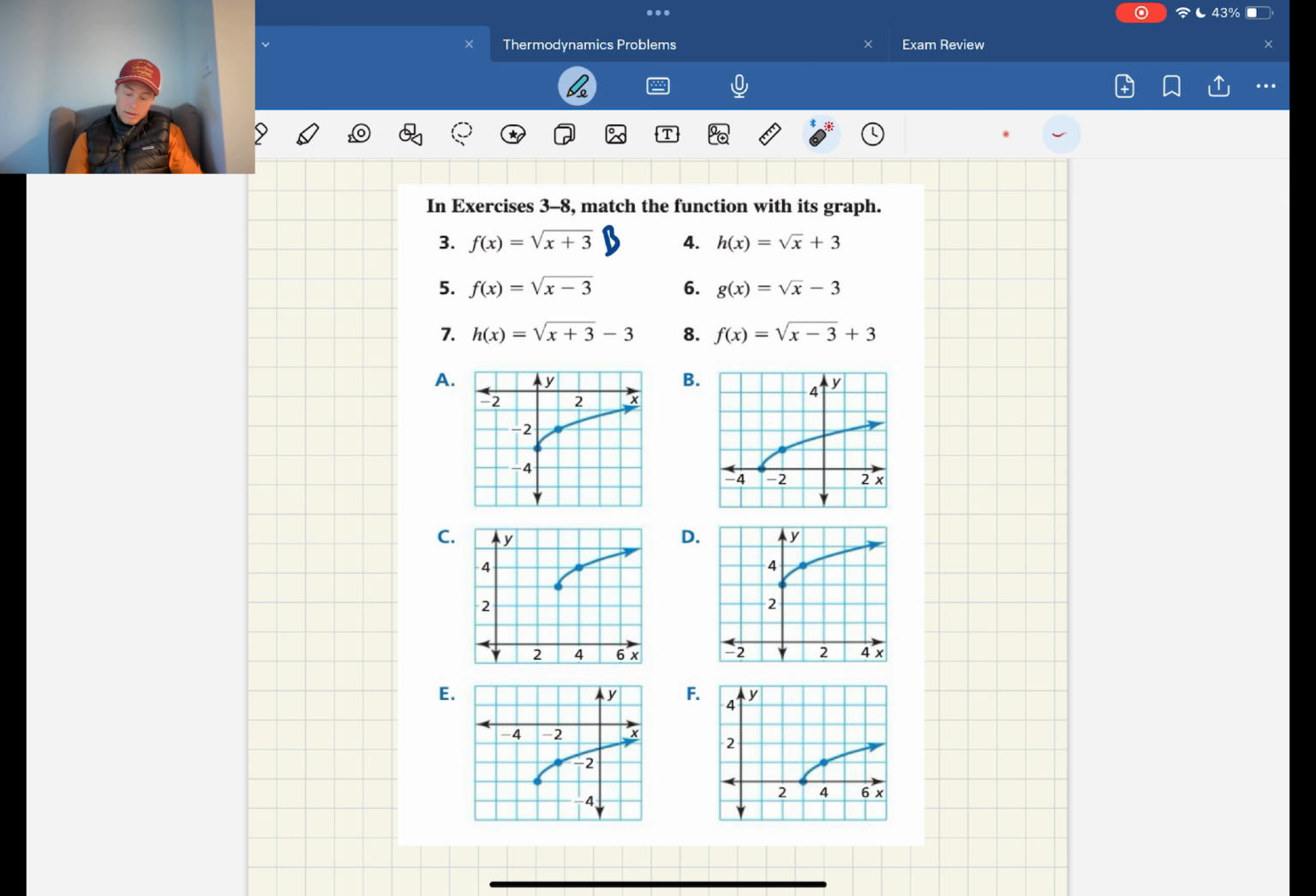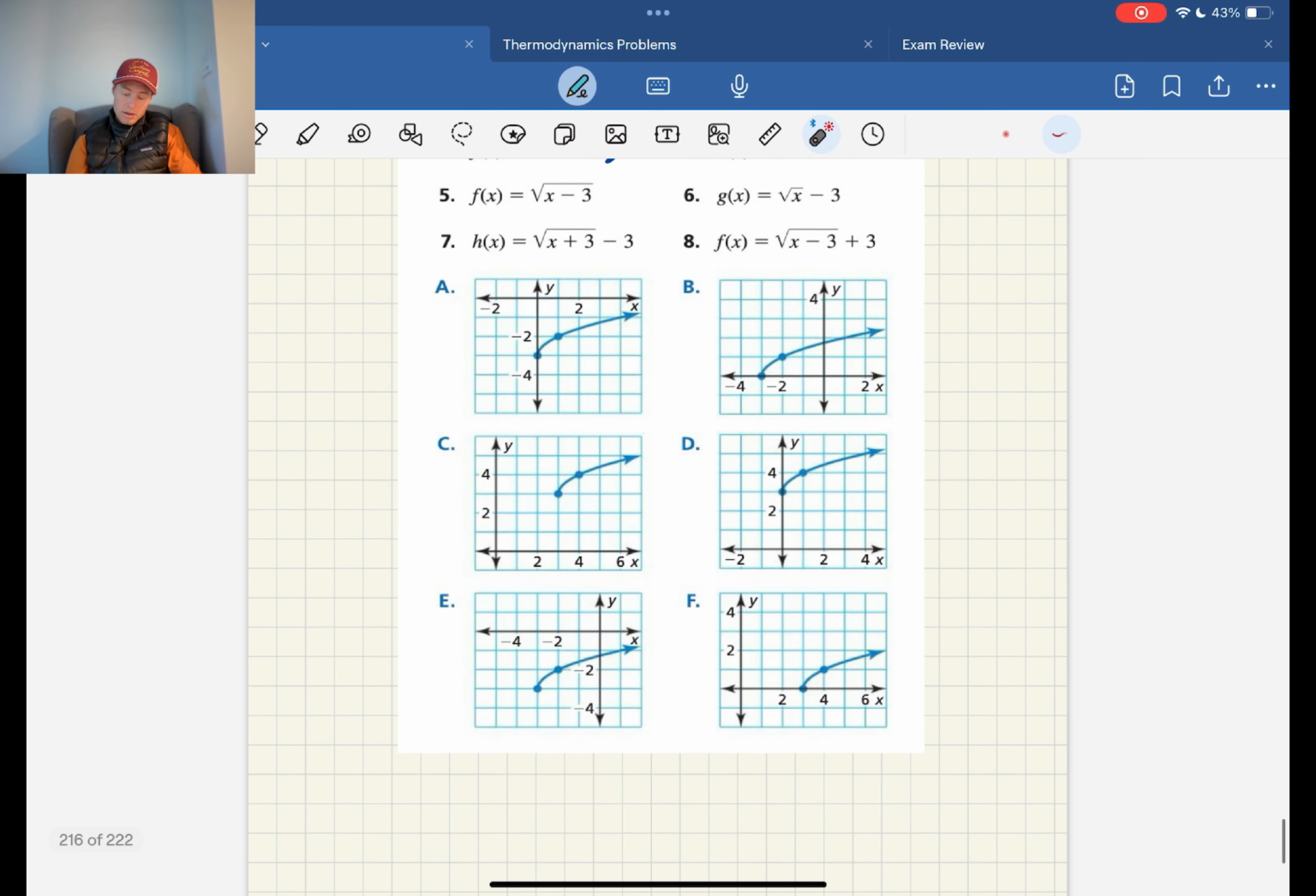Great. Number 4, square root of x plus 3, where the 3 is outside of the radical. Okay, when you have a plus 3 outside of the radical, that shifts the function up by 3 units. Takes the parent function and shifts it up by 3 units. Which one has done that?